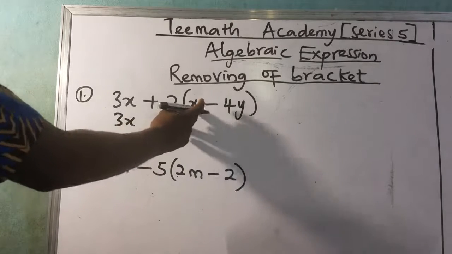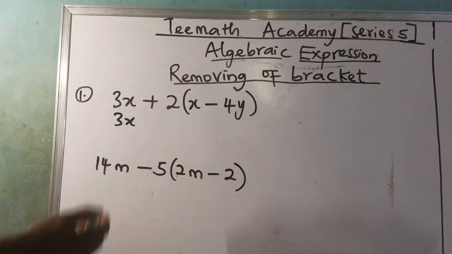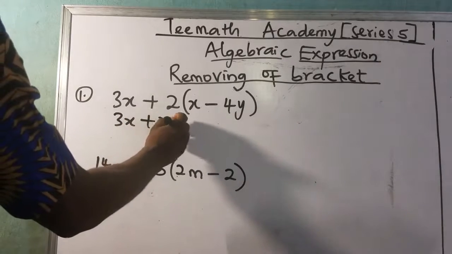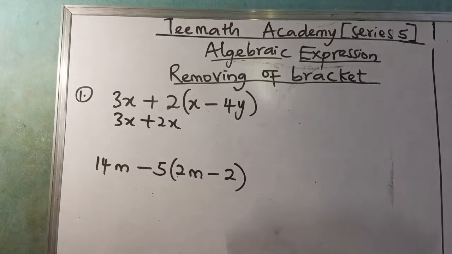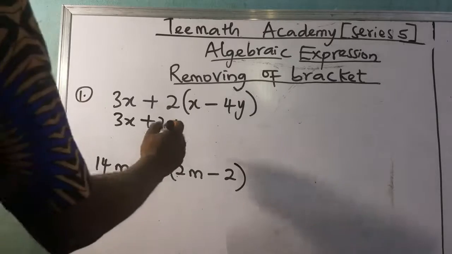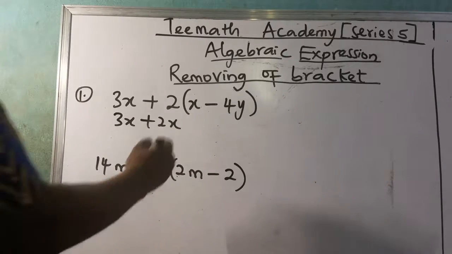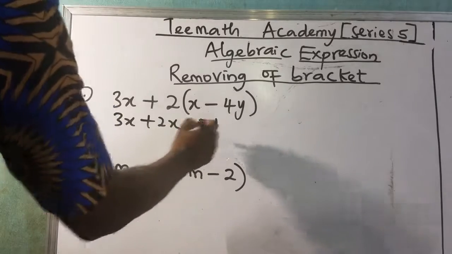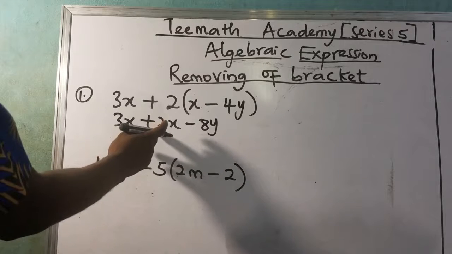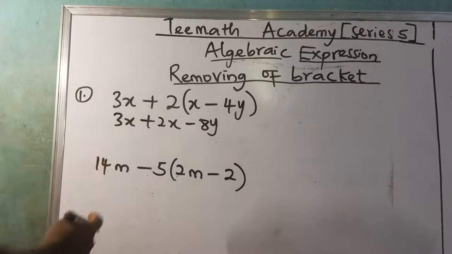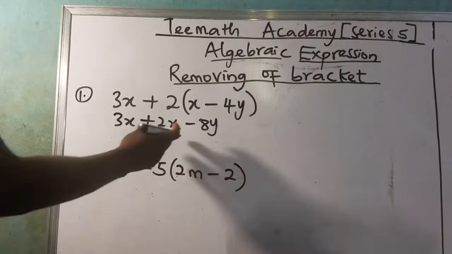Then don't say plus, you wait. 2 times x is 2x. What sign? That is plus. So that's when you say 2x. Then 2 times minus 4y, that is minus 8y. What sign is the 8y? Is minus. That is minus 8y. So what do we say? We say here 3x plus 2x. They are the same.